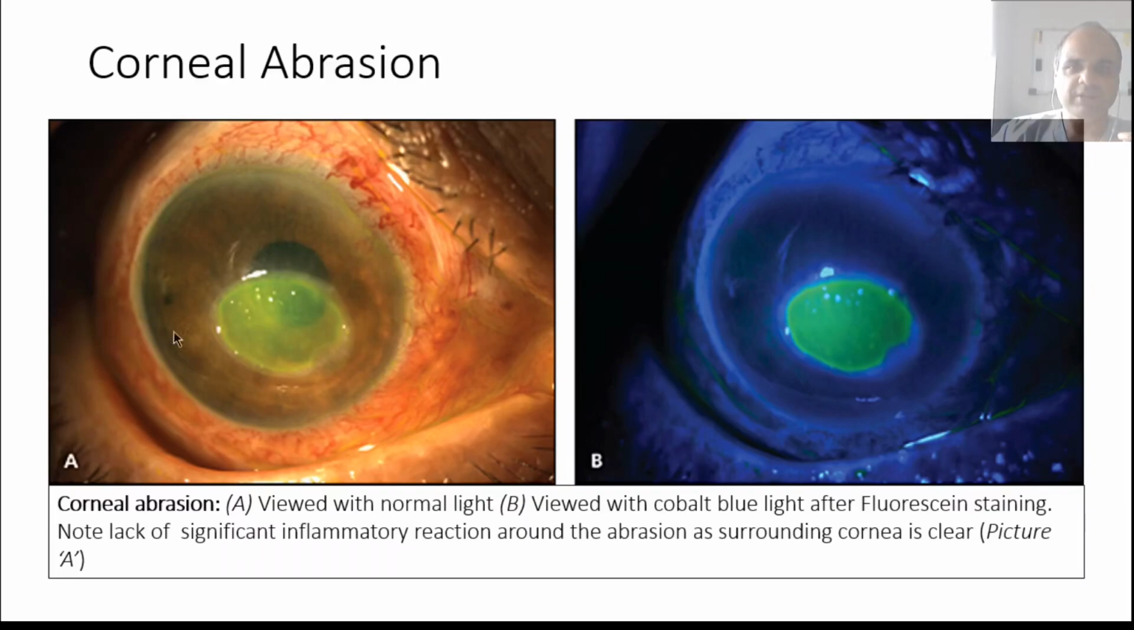erosion or the abrasion. The other thing that tells me this is an abrasion, in addition to the staining, remember an ulcer would also stain, is I can see through this lesion. I can see the inferior border of the pupil. I can see iris details. That tells me there isn't much inflammation going on in the bed of this lesion.